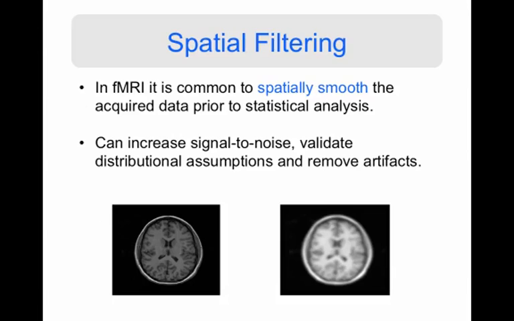After we've normalized, the next thing that we often do in pre-processing is spatial smoothing. So in fMRI, it's very common to spatially smooth the acquired data before performing statistical analysis. There are a variety of reasons for doing this. One could be to increase the signal-to-noise ratio, the other would be to validate distributional assumptions, and the third could be to remove certain artifacts.